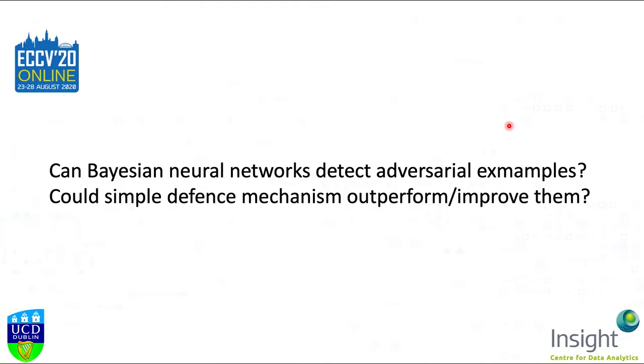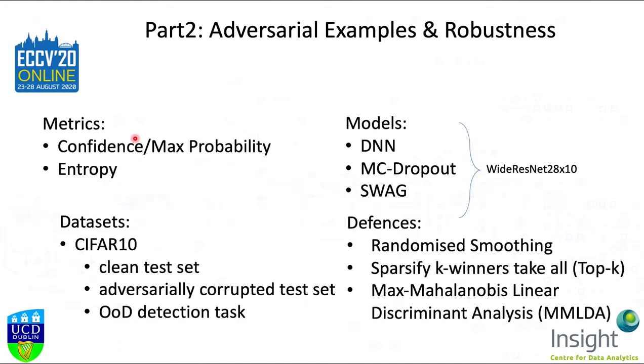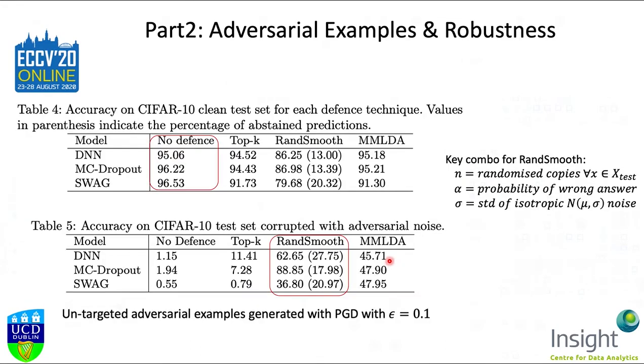So here we ask two simple questions. Can marginalization detect adversarial examples? And could a simple defense mechanism outperform or improve them? Again, here are the metrics that we use for this evaluation. These are our datasets. So we use the CIFAR-10 clean test set, the adversarially corrupted one, and different test sets for OoD detection, the underlying models, and the defenses that we have considered for this evaluation.